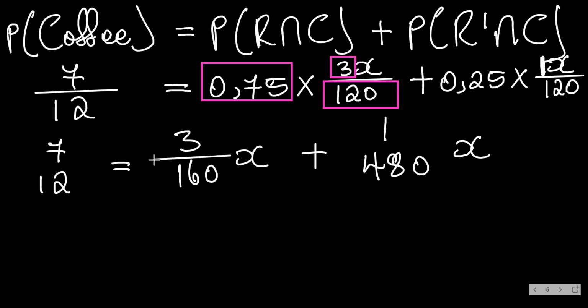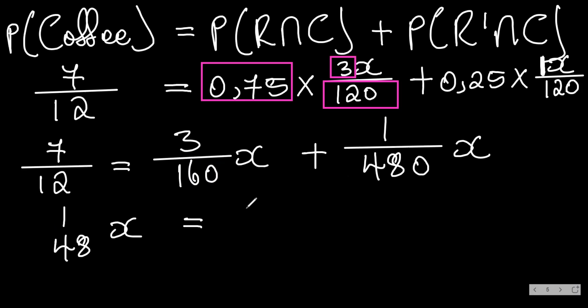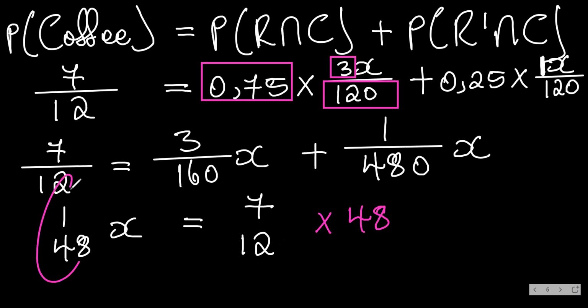Then you add those coefficients up. You say 1 over 480 plus 3 over 160. So now you have 1 over 48, which is equal to 7 over 12. And the last step is just to multiply both sides by the, not even the LCD, but the 48. We want to destroy x, that's the whole point.